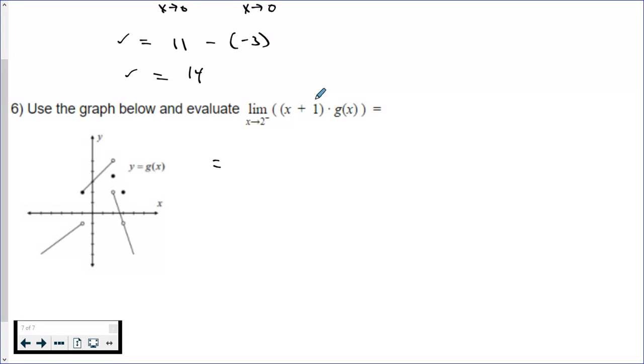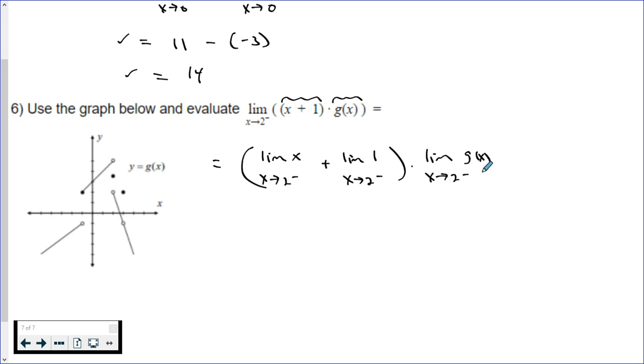So if I'm applying all the properties, first thing I do is I view the product. I have this product, this function, this factor, times this. So there's my product. Limit of a product, product of the limit. So I'd have the limit of this times the limit of that. Now, in the first part of that product, I have a sum, limit of sum of the limits. So I would have the limit of x as x goes to 2 from the left, plus the limit of 1 as x goes to 2 from the left, but that would be wrapped up, times the limit of g(x) as x goes to 2 from the left. And that would be me applying all the properties in one shot.